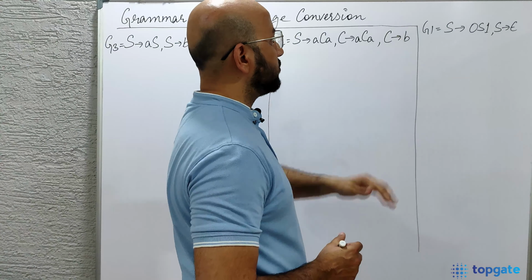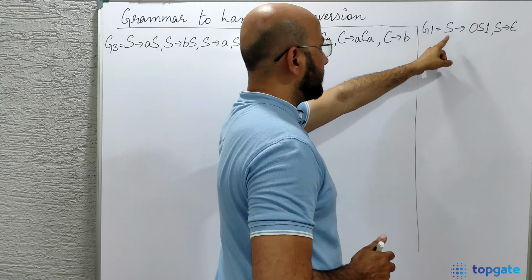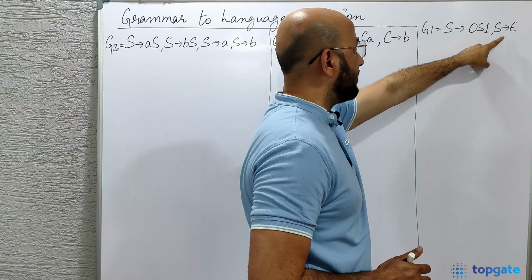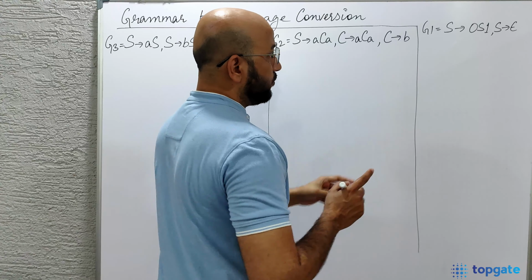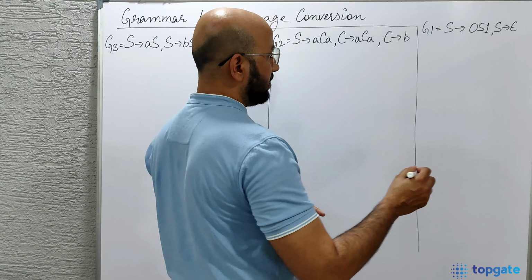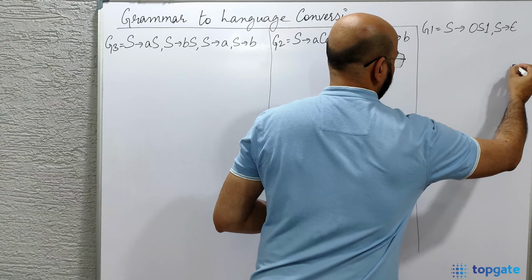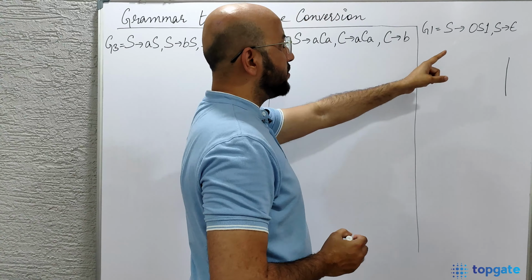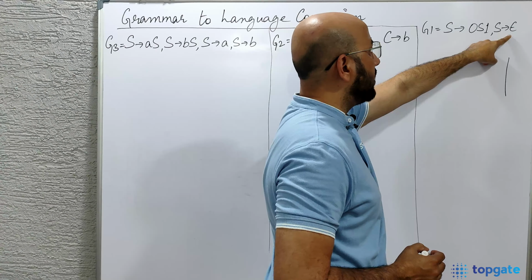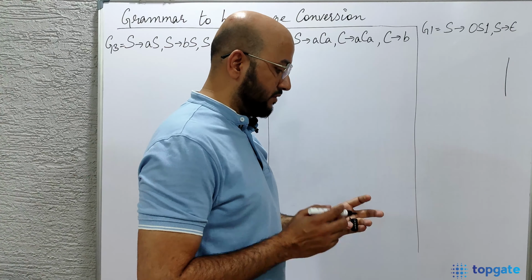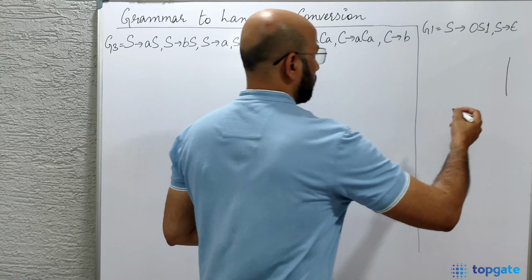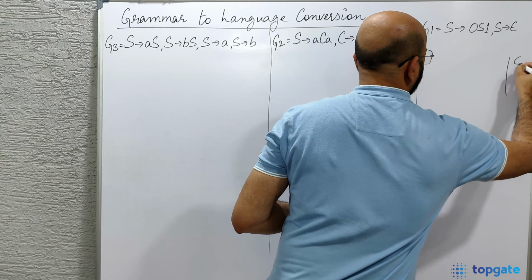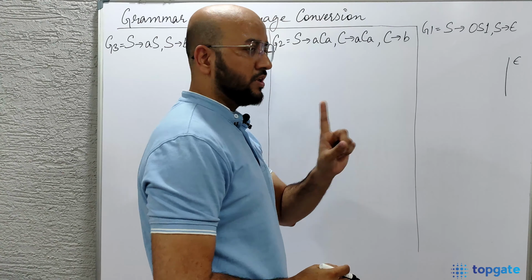The first rule is S tends to 0S1, and then we have S tends to null. The first string we can generate is from S tends to null. As I told you in the previous lecture, null is a string only, a null string. So the first string that I've got is epsilon.